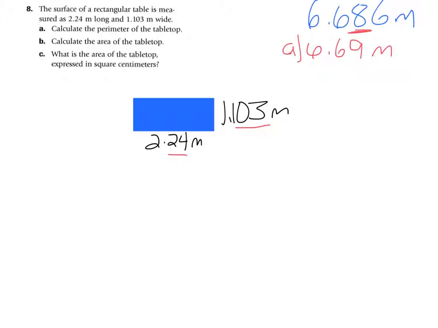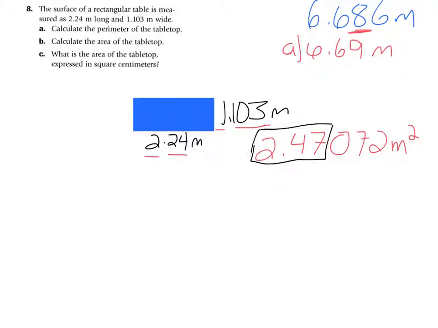What a lot of students would be able to do is calculating the area of the tabletop, and that's just as simple as multiplying the two values of 2.24 times 1.103 together, getting a number of about 2.47072. At least that's what I have on my calculator, and the label would be meters squared. But again, now we have to go with the number with the least number of significant digits. Since 2.24 has 3 significant digits and 1.103 has 4 significant digits, we need to round our numbers so that it's only 3 significant digits, and that would be our answer for that.